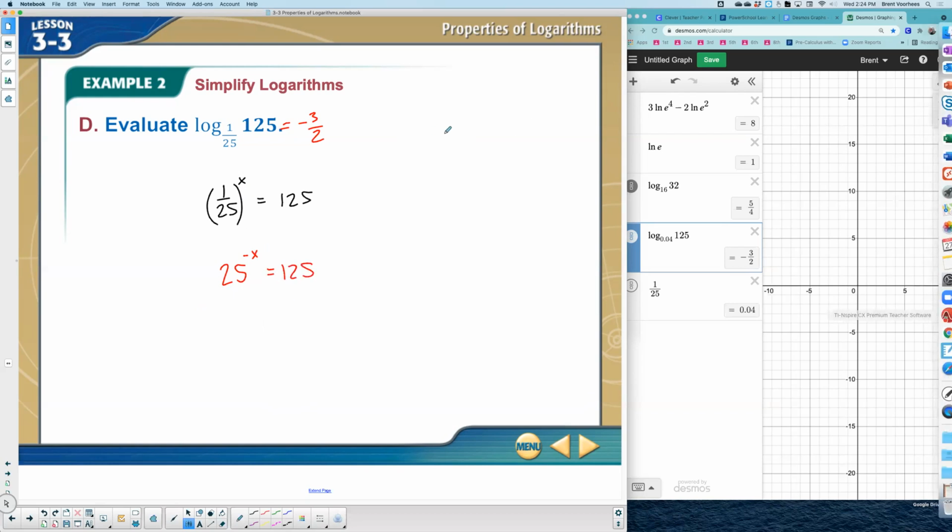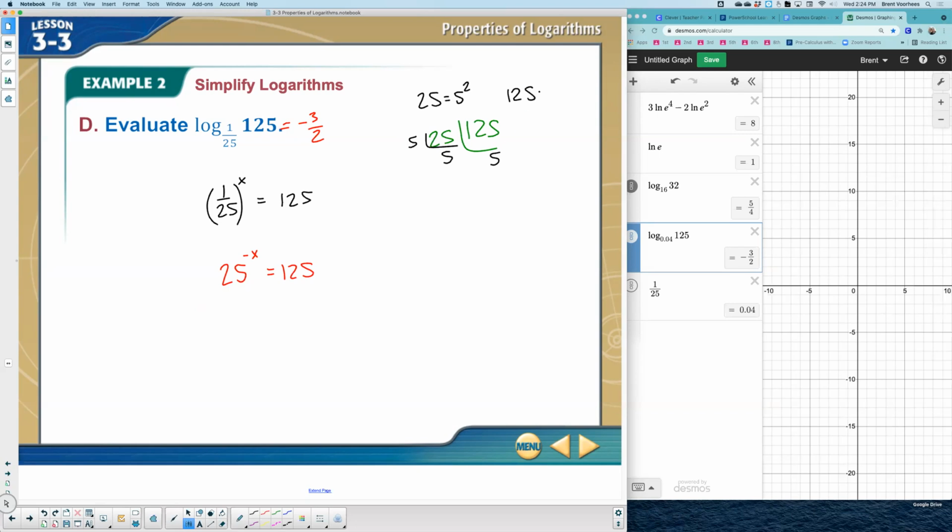We would divide this upside down. 125 divided by 25. 25 goes into 125 5 times. We do not have a common base, so I would need to break down 25. And that is 5 goes into 25 5 times. So 25 equals 5 squared. And 125 is 5 cubed. So I now could substitute here. We have 5 squared raised to the negative x equals 5 cubed.